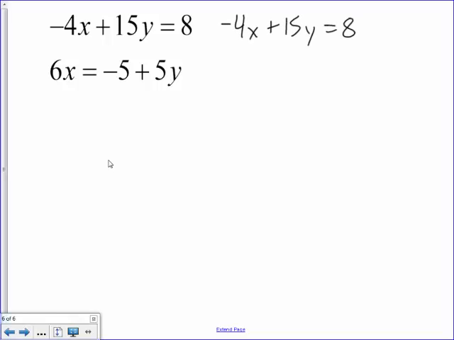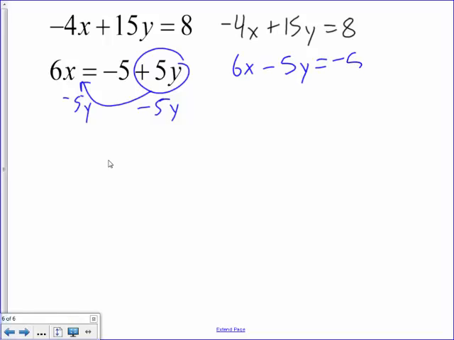That's nice. But I want to move this y over to the other side. So I need to subtract 5y. Subtract 5y. So now I can rewrite that as 6x minus 5y equals negative 5. Well, now I have to decide, should I eliminate the x's or eliminate the y's? Well, the easiest thing to do is to decide, how is it going to be easy to get opposites?